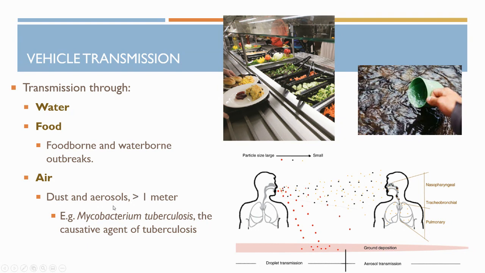Greater than 1 meter, it travels through air ducts, can be passed from room to room, or to people who come into the room later after it's gotten into the air. This is also food. So foodborne and waterborne outbreaks are vehicles. So that's the vehicle through which the pathogen travels.